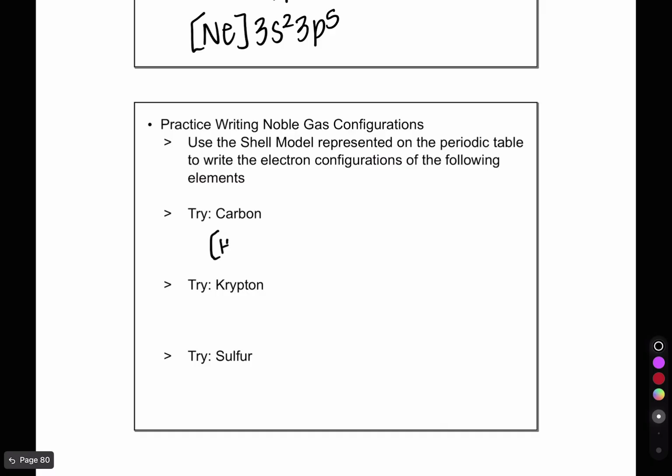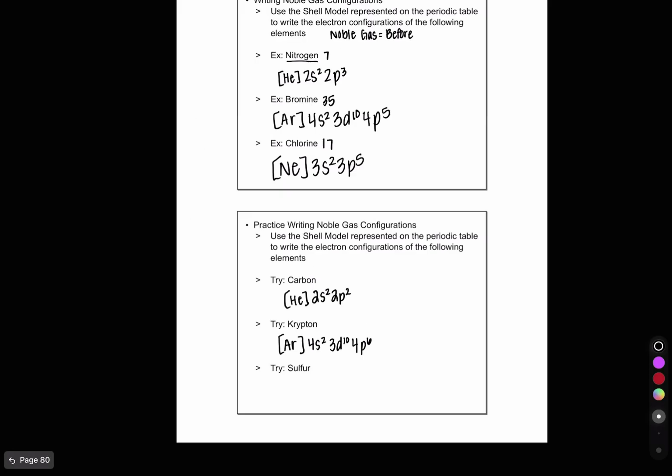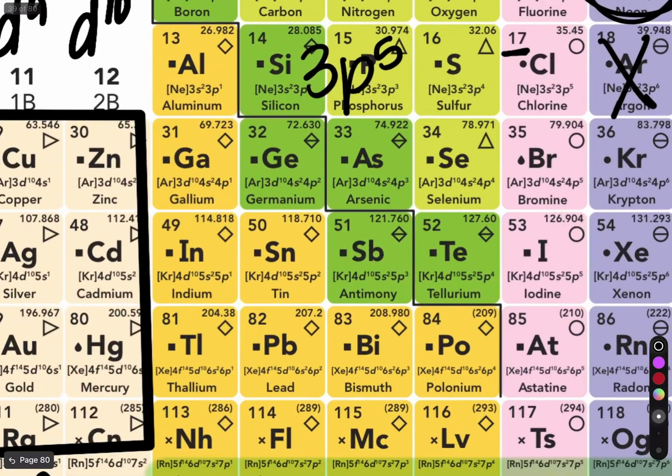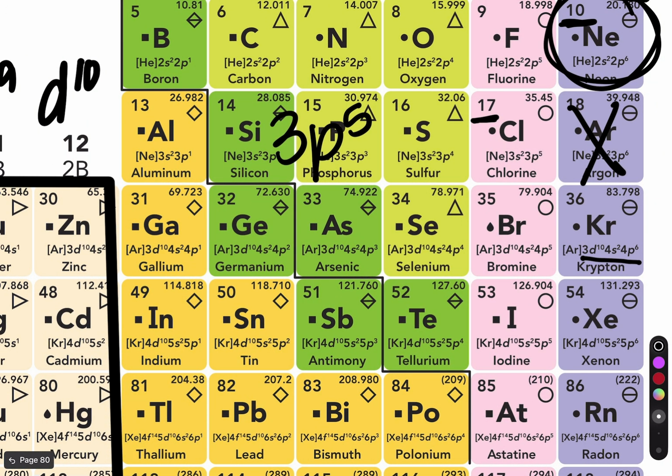Carbon is going to be abbreviated with helium. After helium is 2s2, 2p2. Krypton is a noble gas. However, I can't put krypton in brackets. I'm going to have to abbreviate argon and write everything that comes after argon. So this was a tricky one. So 4s2, 3d10, 4p6. Now you're going to notice that on the periodic table for krypton, they wrote the string in numerical order. That's fine. You won't get marked off for writing it in numerical order.